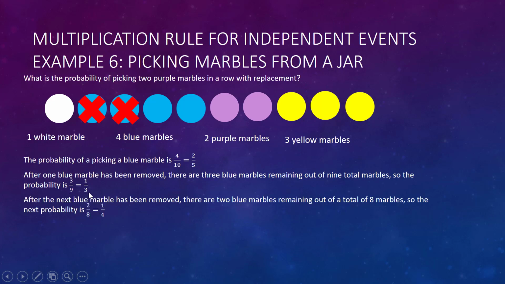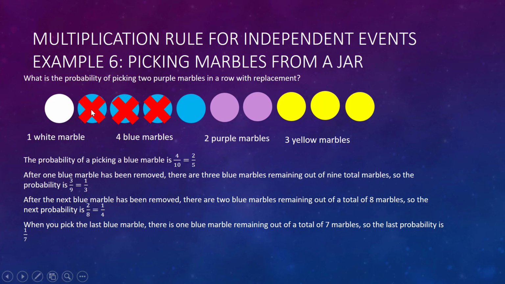We remove another blue marble, and so now we only have 2 blue marbles to choose from and a total of 8 marbles in the jar. So we have 2 over 8, which we reduce to 1/4. Lastly, we remove one more blue marble. So you can see here there's only one blue marble left. So we're going to have 1, and if we count them, there are only 7 marbles left in the jar. So the last probability is 1/7.